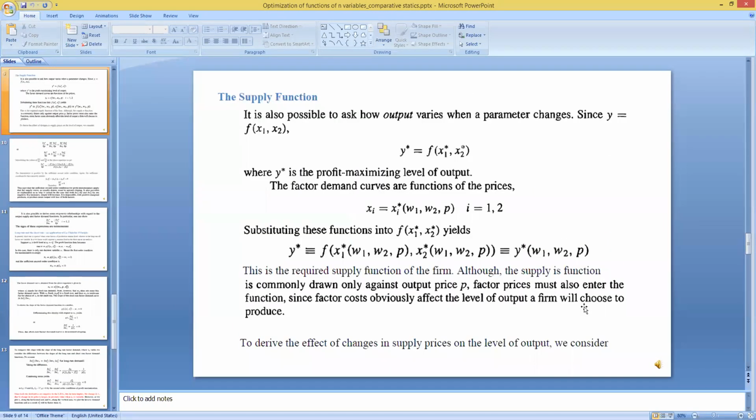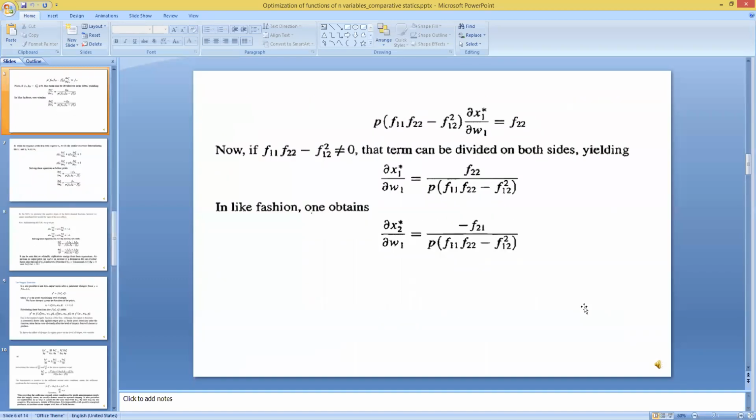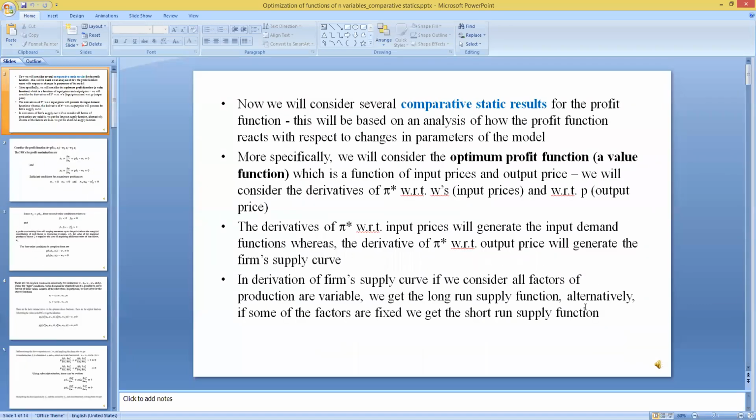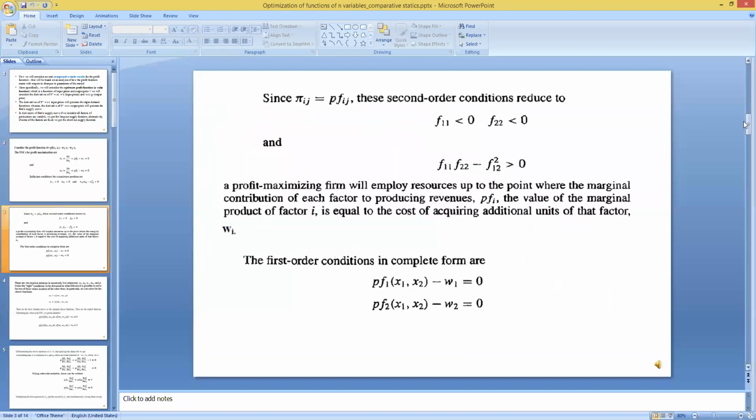Ma'am, is f of x1 x2 the output function? Yes, f of x1 x2 is the output function. This is present in the profit function. So profit is equal to revenue minus cost. So revenue is price into quantity. So f of x1 x2 is nothing but q, q in terms of two inputs x1 x2. So it is q. It is the output function. Anything else?